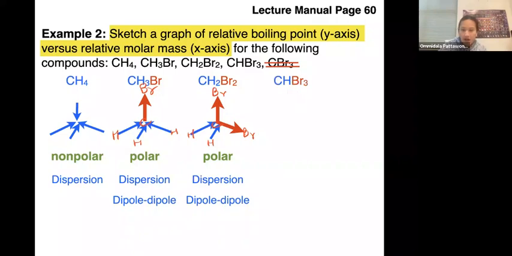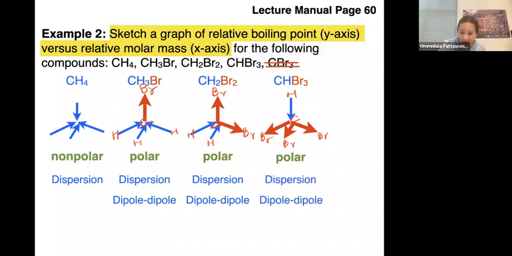Okay, the last one, if you do the same analysis, you are going to end up with 3 bromine, and then carbon, and then this hydrogen. So everything pulls toward bromine. So therefore, there's nothing to cancel that. So in this case, the molecule is still going to be a polar molecule, and the type of IMF would be dispersion and dipole-dipole still.